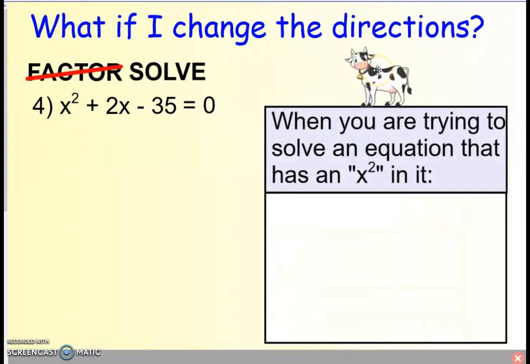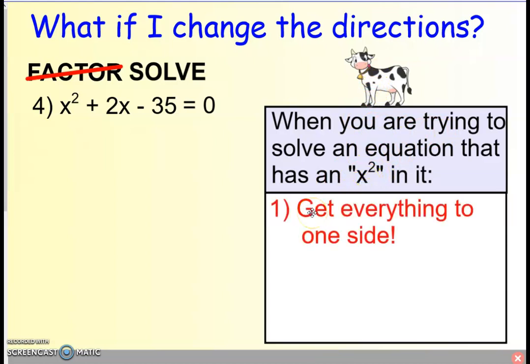Well, I happen to have a strategy right here. Anytime you're trying to solve an equation that has an x in it, an x squared in it, it's a three-step process. Step 1, get everything on one side. Check. We have everything. The x squared, the 2x, the negative 35, they're all on one side. The other side, we want to be just 0. And we want to write it from highest power to lowest. Step 2, factor. So I want you to take a second and factor the left-hand side of this.